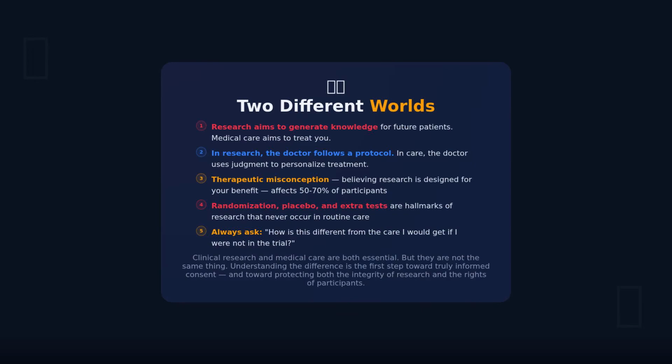So here is what we learned. Research aims to generate knowledge for future patients. Medical care aims to treat you. In research, the doctor follows a protocol. In care, the doctor personalizes treatment. Therapeutic misconception, believing research is designed for your benefit, affects 50 to 70% of participants. Randomization, placebo, and extra tests are hallmarks of research that never occur in routine care. Always ask, how is this different from the care I would get if I were not in the trial?